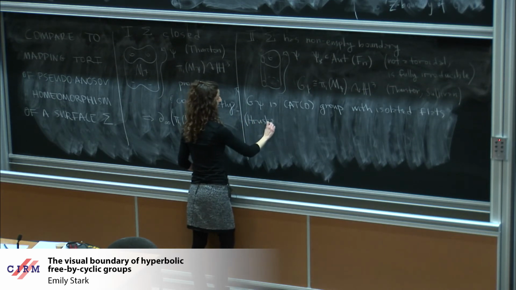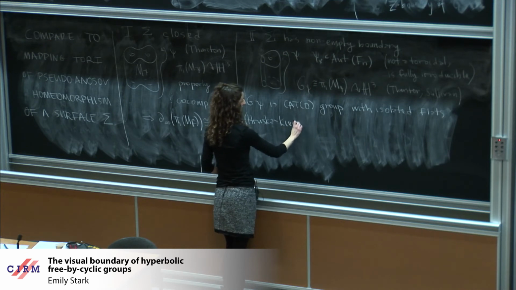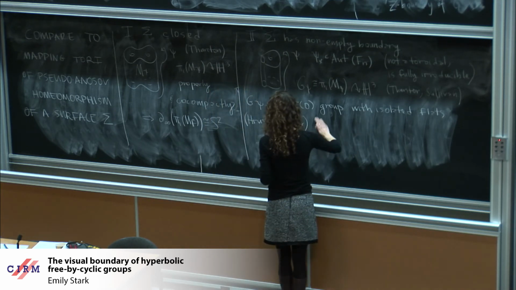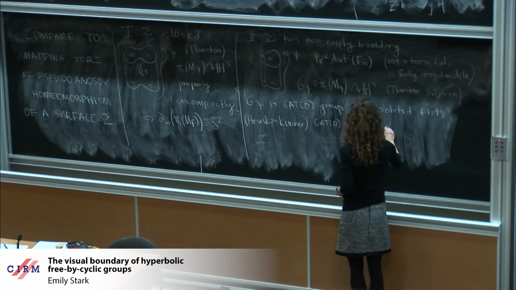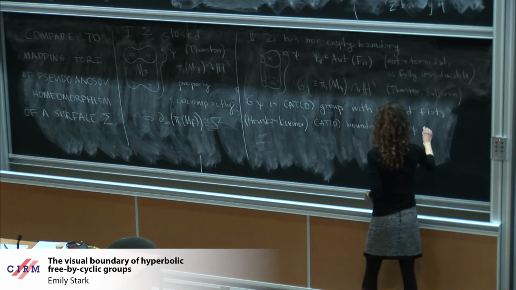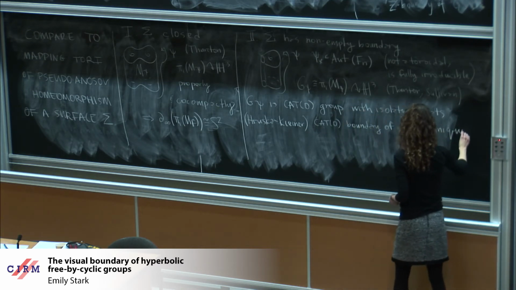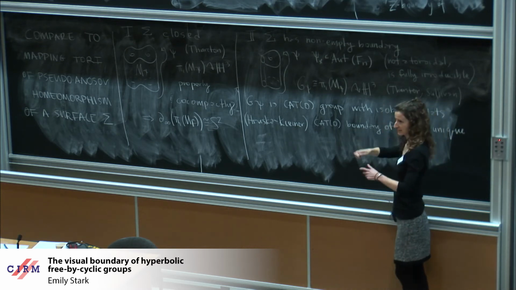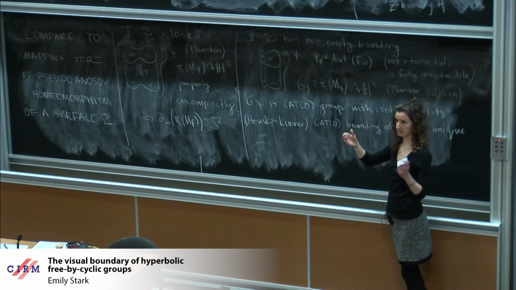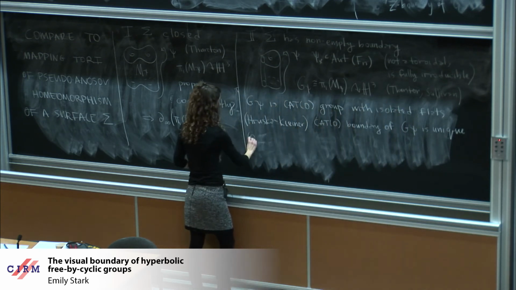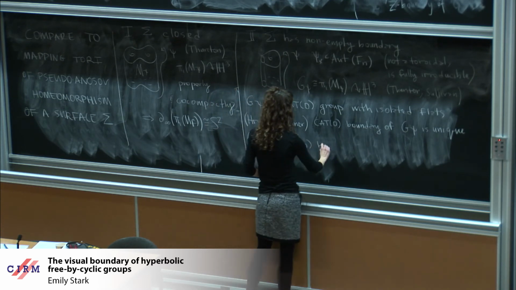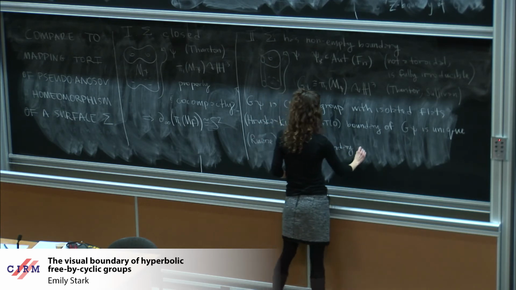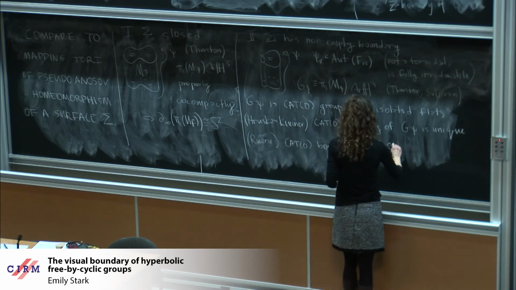Work of Hruska and Kleiner proves that the CAT(0) boundary of this free-by-cyclic group is well defined and unique, where the CAT(0) boundary is the visual boundary of this truncated hyperbolic 3-space. And Ruane proved that the CAT(0) boundary of this free-by-cyclic group is homeomorphic to the Sierpinski carpet.